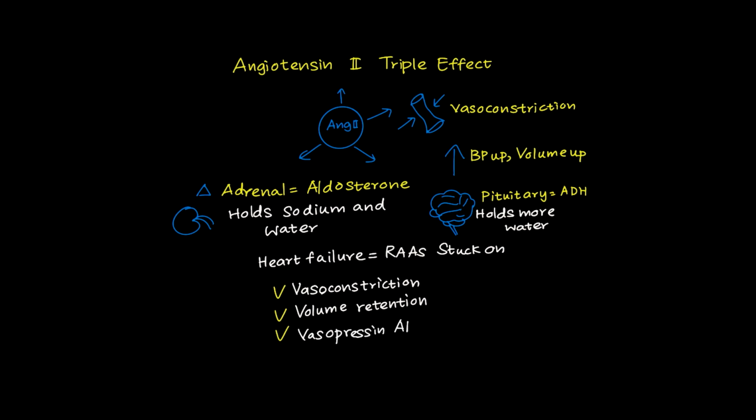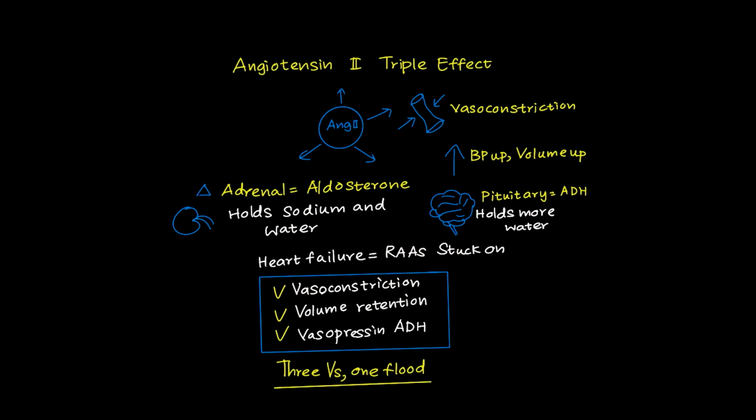Here's a D236 OA exam tip for you. Memorize the angiotensin II triple threat as the 3 V words: vasoconstriction, volume retention through aldosterone, and vasopressin, which is another name for ADH. 3 V's.